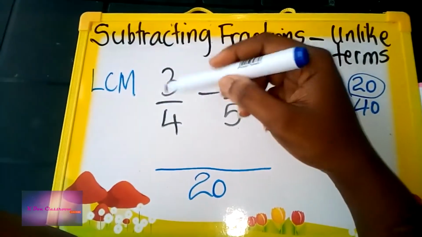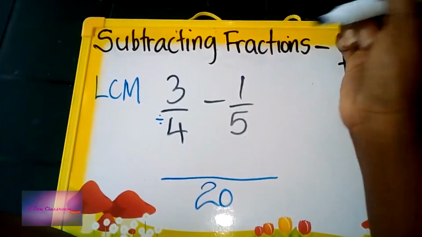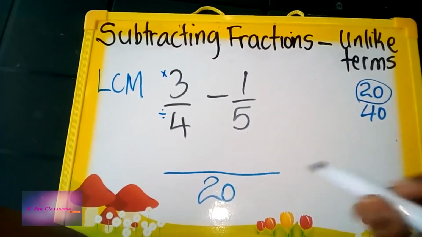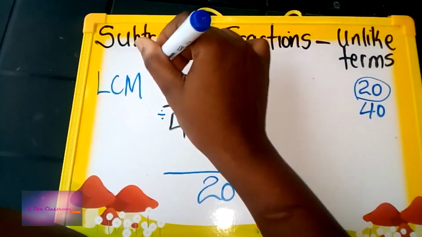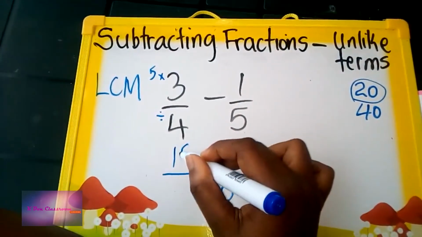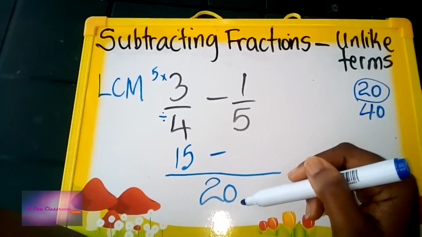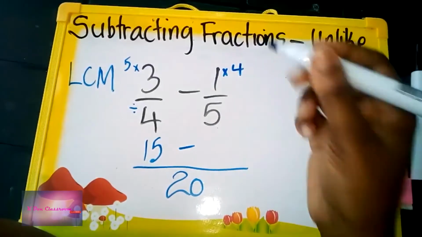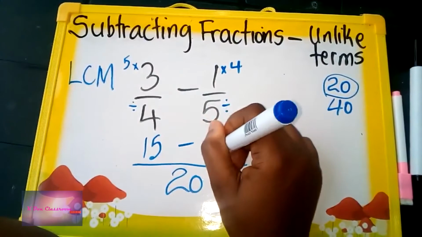So remember, we use our denominators to divide and we use our numerators to multiply. 4 into 20 will leave us with 5. So we put 5 here. 5 times 3 will give us 15. 5 into 20 goes 4. We must put our 4 here. 4 times 1 will give us 4.